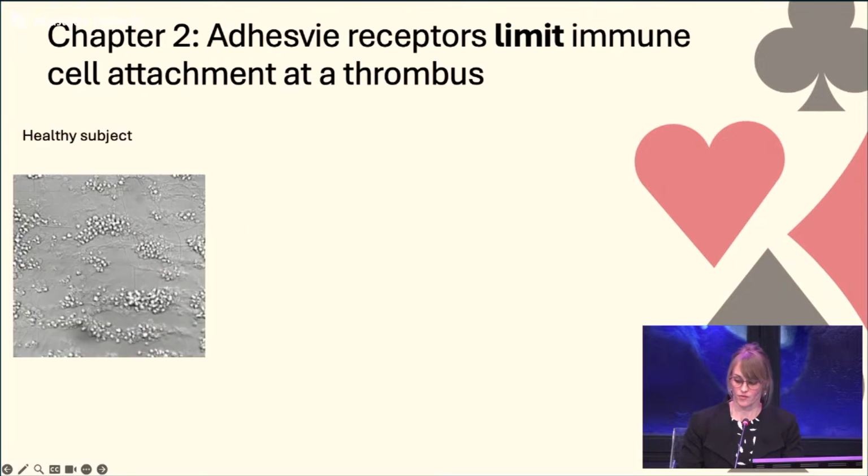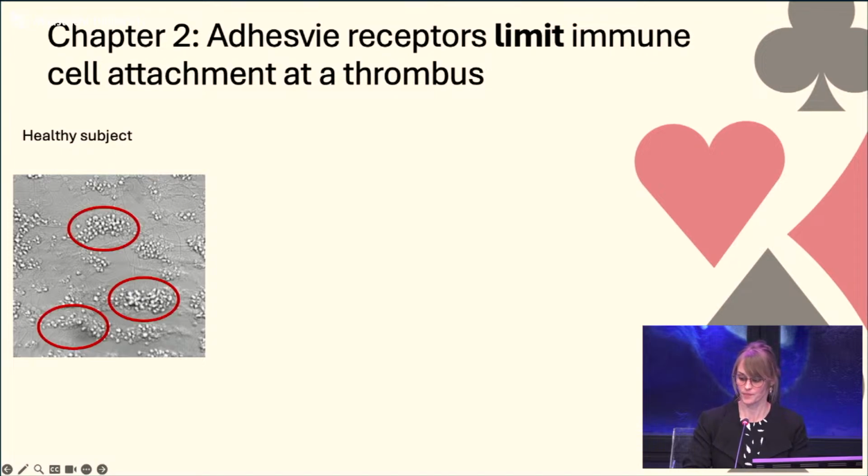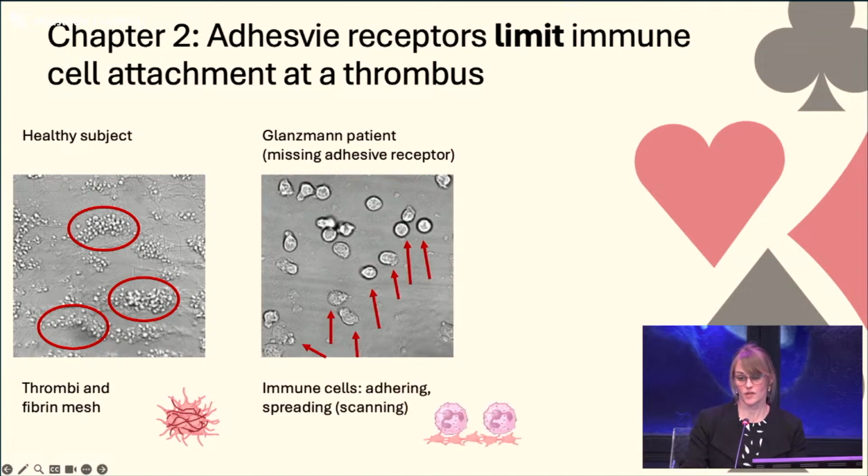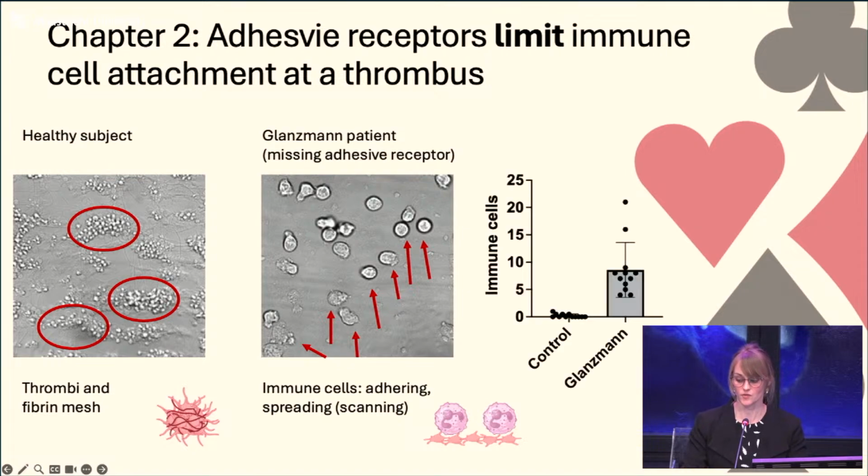This is an example of a thrombus formed in this model. The small circular shapes are the platelets, and the fiber-like structure is fibrin. The big aggregates are the thrombi. When platelets are missing their most abundant adhesive receptor, no three-dimensional thrombi can form. In addition, we observed a large number of immune cells that adhere to a monolayer of platelets in otherwise the same conditions. We therefore conclude that platelet surface receptors limit immune cell behavior at a thrombus in healthy individuals.